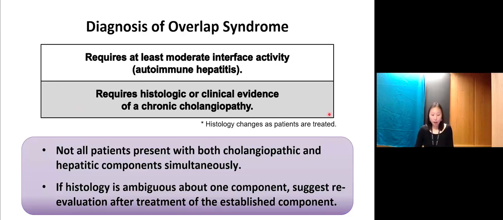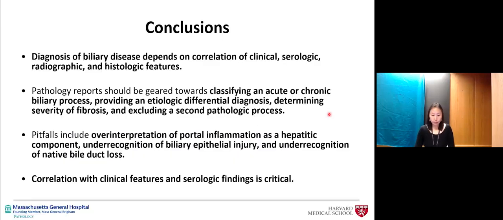It is very common for us to see a biopsy in which one component is established, but you are unsure about the second component. In those cases, I think in general, it is the better part of valor to be a little bit careful and cautious in making this diagnosis. We often will make the definitive diagnosis and then suggest rebiopsy after treatment of that component to reevaluate at a later time. Because if a patient truly has overlap syndrome, they will manifest wholeheartedly at some point in time.